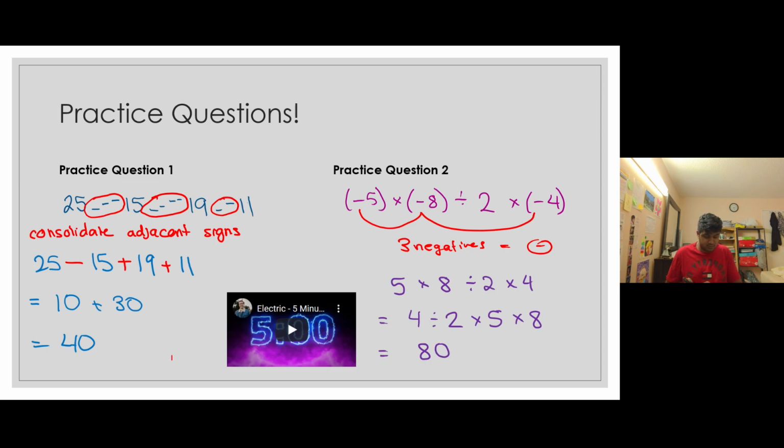Let's check and make sure we are correct. But before we do that, of course, we need to put the negative sign in there. Because remember, as we said, our final answer is going to be negative. Again, 4 divided by 2 times 5 times 8 gives us an answer of 80. And of course, we know this is negative, not because of the actual calculation, but because of the signs in the question at this stage. Okay?